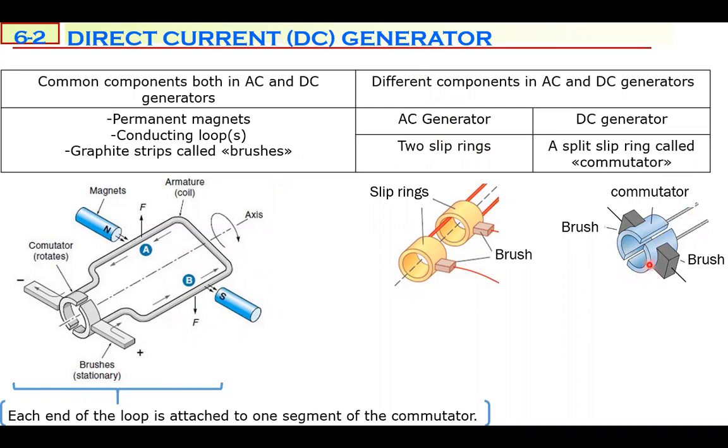One half segment is attached to one end of the loop, and the other half segment is attached to the other end. This split slip ring is known as a commutator. So we can convert an AC generator to a DC generator by changing the two slip rings into a commutator.